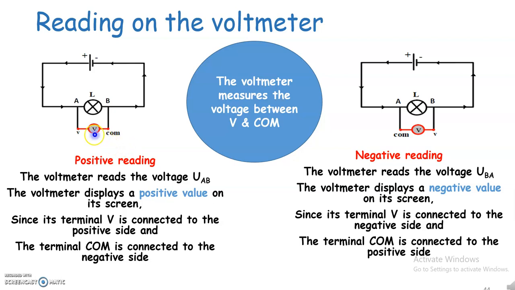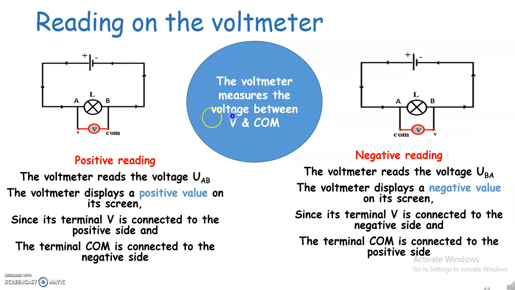What does that mean? Here, regardless of the sign, I am not talking about the sign. Here the V of the voltmeter is connected to A. The COM of the voltmeter is connected to B. So my voltmeter here will read UAB. This is not the case here. V is connected to B. So my voltmeter here will read UBA.